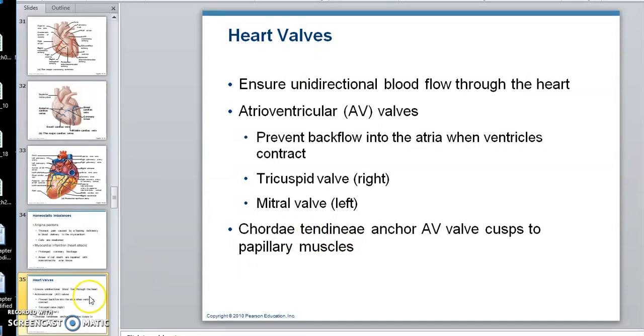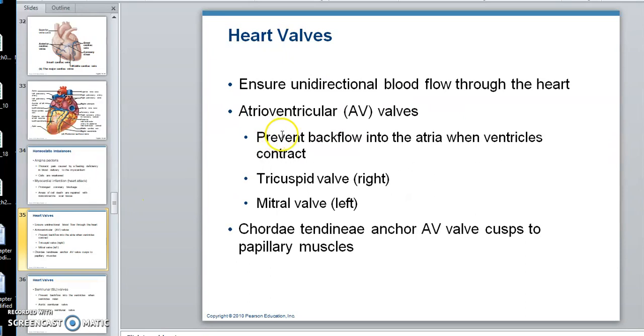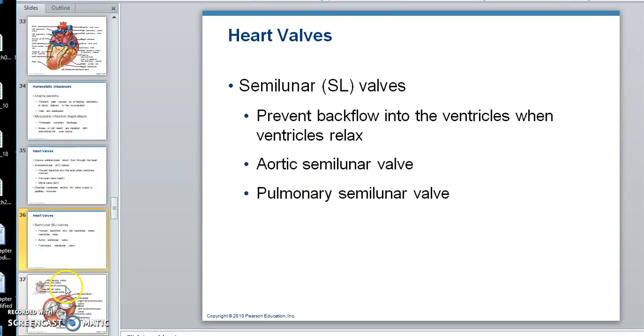We mentioned the cardiac tendinae. The semilunar valves have 3 half-moon shapes. Okay? The atrioventricular valves are tricuspid and mitral. They go from the atria to the ventricles. The semilunar valves, there are 2: the aortic and the pulmonic. And again, they prevent backflow. Backflow takes blood back the wrong way.